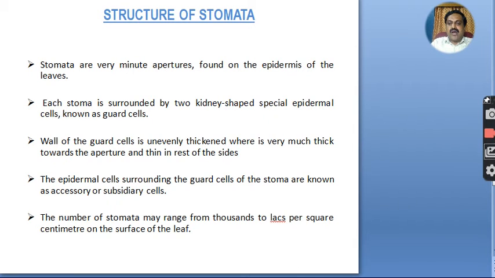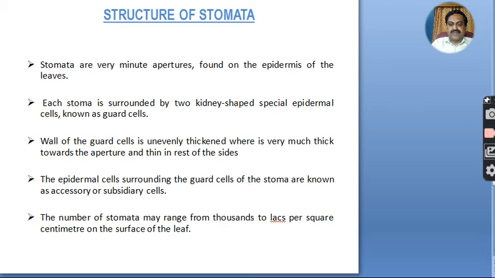In old stems, stomata are replaced by lenticels after secondary growth in some plants. The number of stomata, distribution of stomata, and the frequency of the stomata vary from species to species.